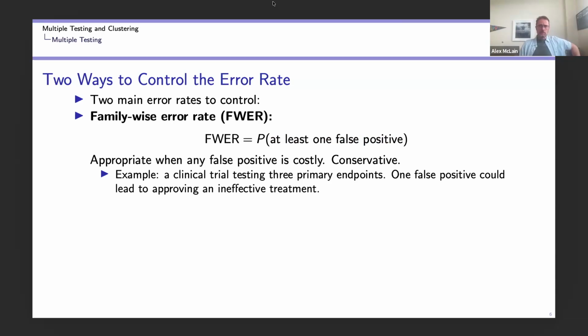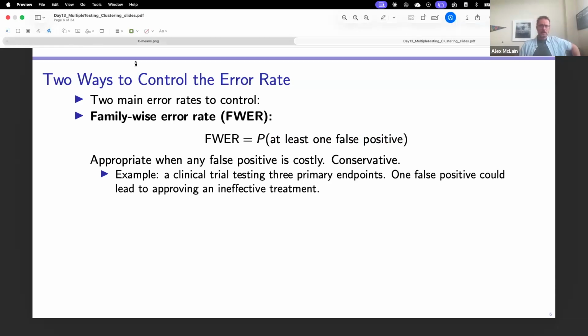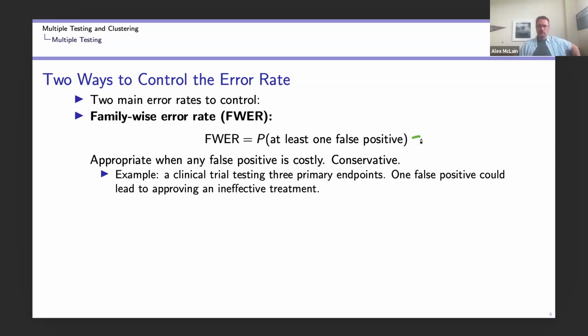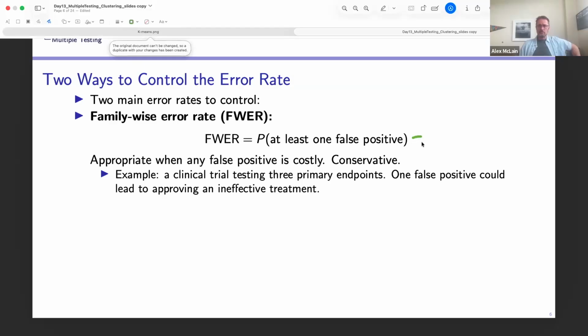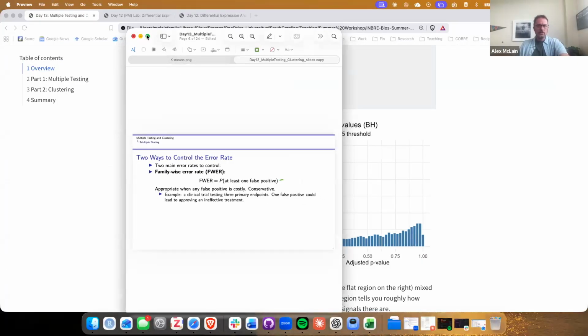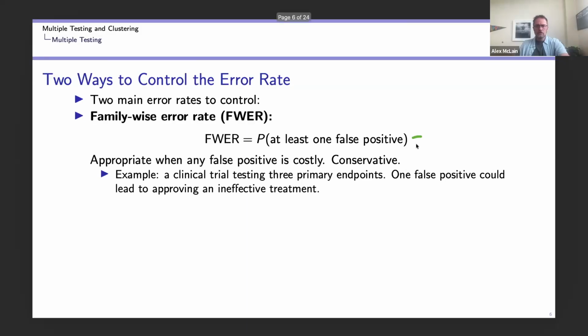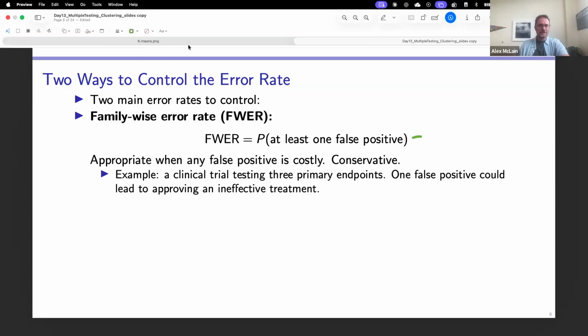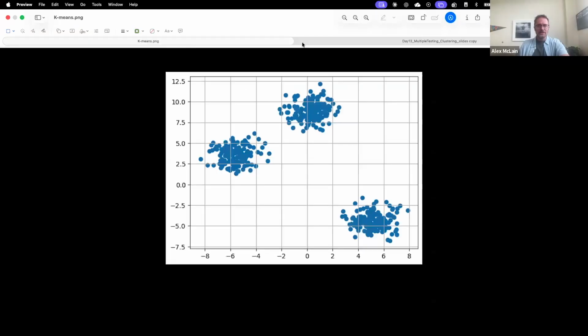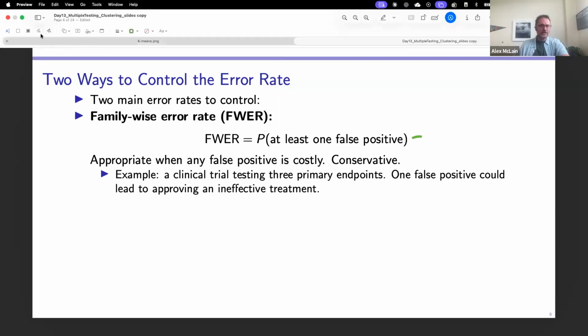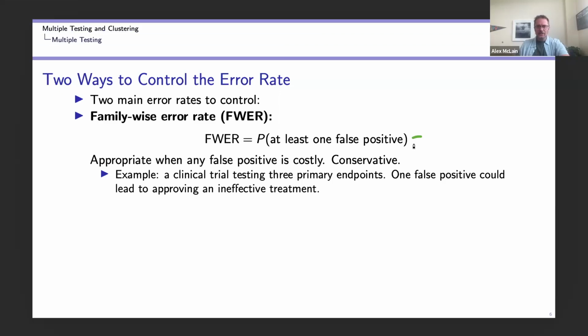So commonly when we do something like this, we may control the family-wise error rate at... okay, it's not going to be. Let's go here. Okay, I get it. All right, sorry, some technical difficulties here. Yeah, I get it. There's two figures. Okay, let's see if I can do this.